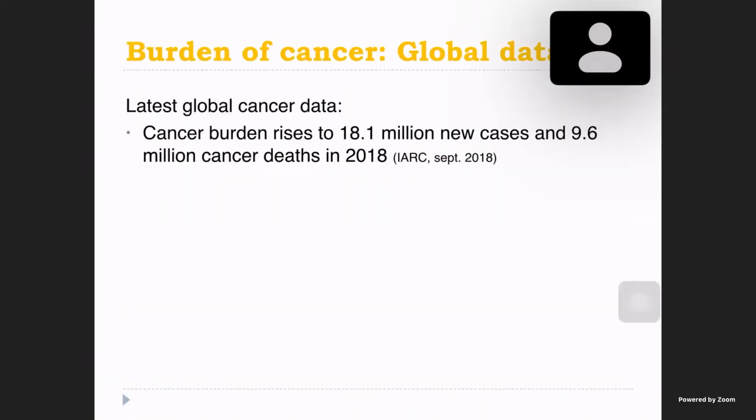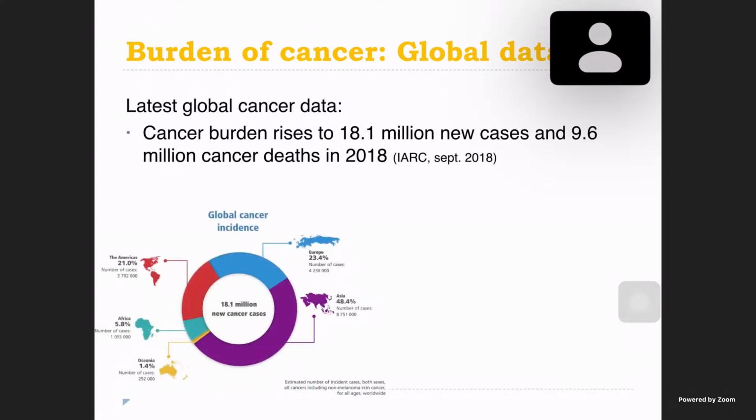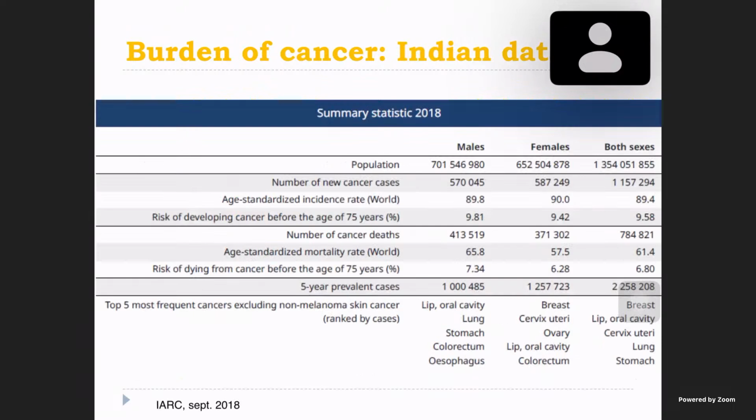We know there's a huge burden of cancer globally. As per the latest global cancer data, cancer has risen tremendously, with almost 50% deaths in 2018. Not going into the details, the incidence is on the increase, more so in the developed countries. In Indian data, about 1.15 million new cases were diagnosed in 2018. Approximately 70% of the patients diagnosed died, so it is a huge burden.